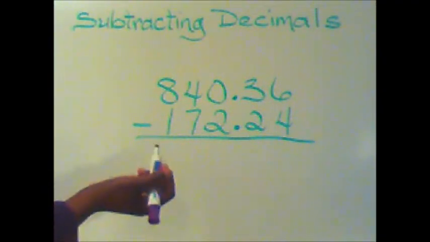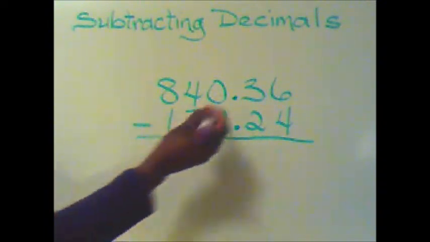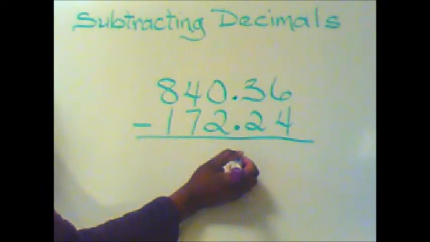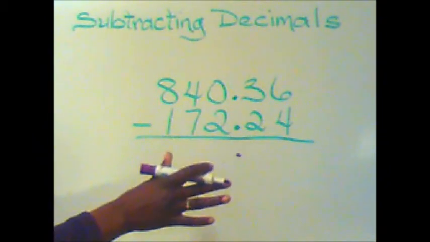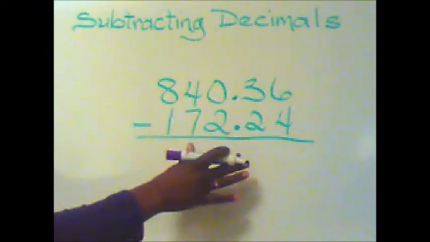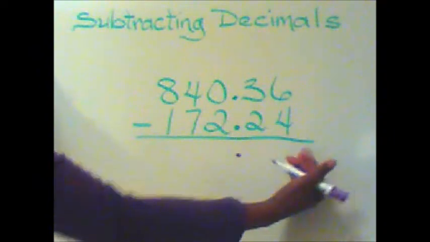Today we're subtracting decimals. The first thing I want to do again is make sure my decimal points are all lined up. And I place my decimal point for my answer before I even start subtracting. After I've lined up my decimal point, I can start subtracting on the right.